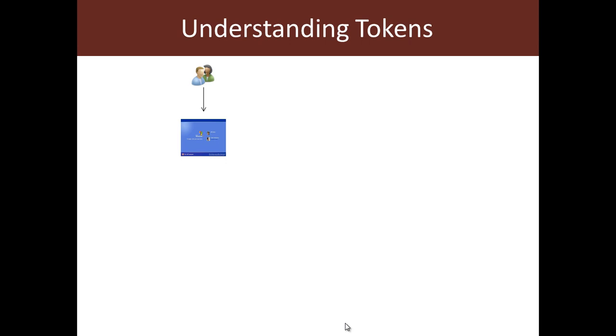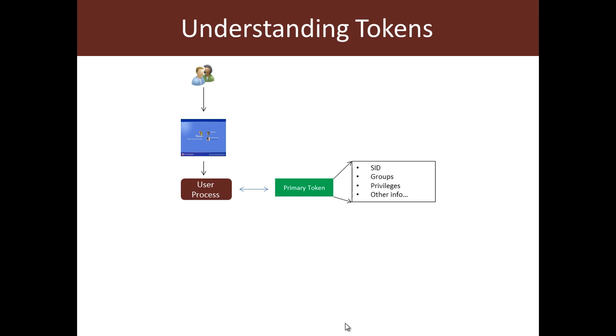Now let's move on to understanding tokens. When a user logs into a Windows system, there are a lot of processes created on his behalf. For example, explorer.exe, etc., which helps in running the desktop. Now, what Windows does is, based upon the user who has logged in, it gives a primary token to the user process. This token contains the SID or the security identifier, various group information and privileges which the user who's logged in is allowed to do, and a lot of other info.